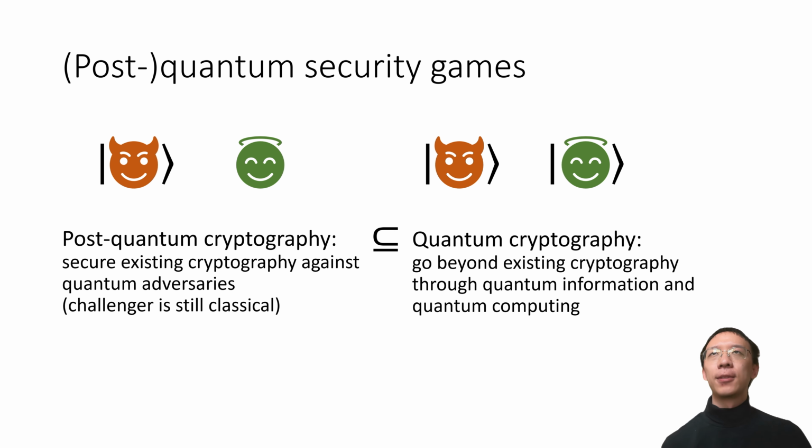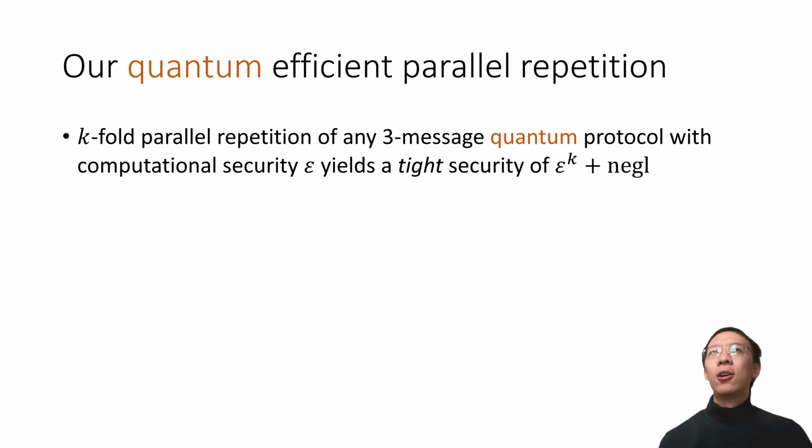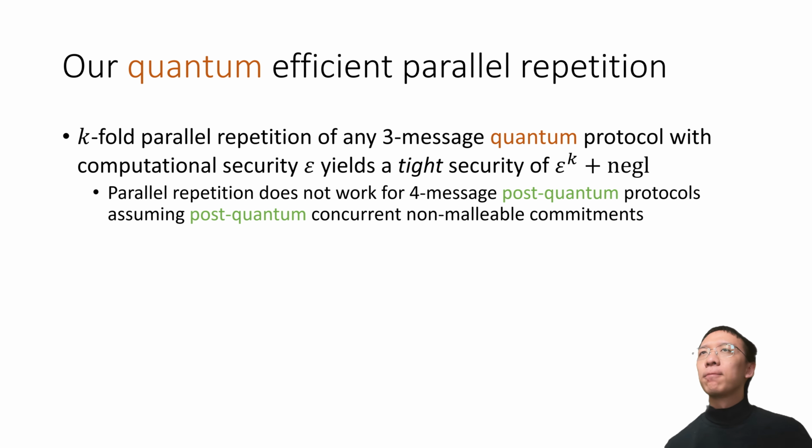Now let me tell you about our quantum efficient parallel repetition theorem. In this work, we proved that for any three-message quantum protocol with computational security epsilon, if you take a k-fold parallel repetition, then the security will decrease exponentially. In particular, you'll get epsilon to the k plus negligible, which is exactly what you get classically. We also show that we can adapt the suitable classical lower bounds and upgrade them to the post-quantum version, and therefore the security bound that we show here is also tight.